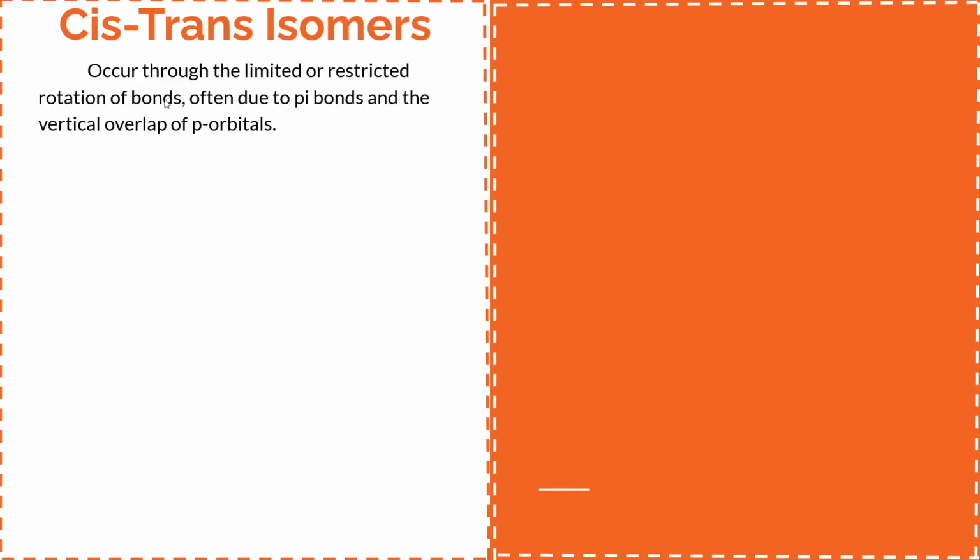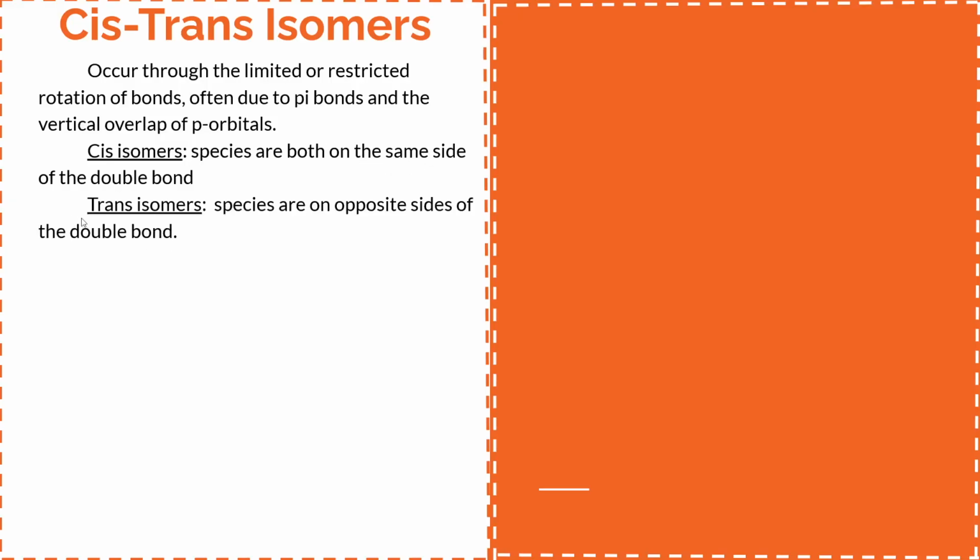So cis-trans isomers occur through the limited or restricted rotation of bonds, often due to pi bonds and the sideways overlap of p orbitals. Cis isomers are species where the groups are both on the same side of the double bond. Trans isomers are species on the opposite sides of the double bond, or opposite sides of the molecule. Now, for example, we have cis-butene. You have a C double bonded to a C, and you have a methyl group on the top side of both of these carbons.